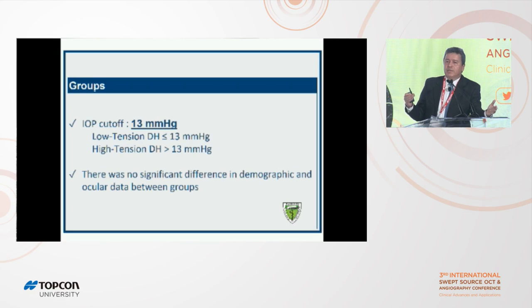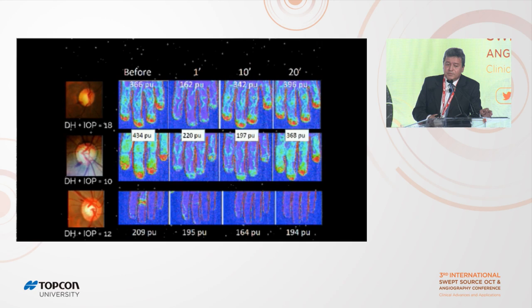Well, we divide the patients that have disc hemorrhage into high pressure disc hemorrhage and low pressure disc hemorrhage with a cutoff of 13 millimeters of mercury. And this is very interesting. Look at the blood flow before for the high pressure disc hemorrhage. The recovery is very similar to what we have from control. But for the normal tension or the low pressure disc hemorrhage, the recovery takes a long time to get to the same level that we have before the provocative test.